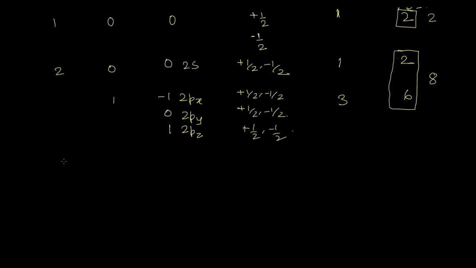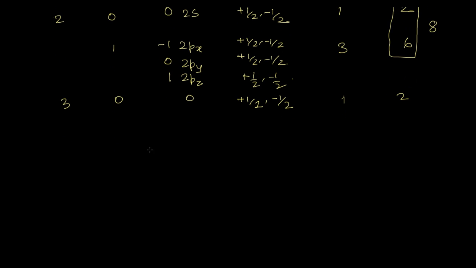Now we come to 3. Now 3, 0, 0, plus half, minus half. This is how many orbitals? 1. How many electrons? 2. Correct? Come here. 1, minus 1, 0, plus 1. Again the same thing, plus half, minus half. I won't write it. It's understood. So 2 here, 2 here, 2 here. How many orbitals here? 3. I'm sorry, 1, 1, 1. 3 orbitals here. How many electrons? 6. Fine.